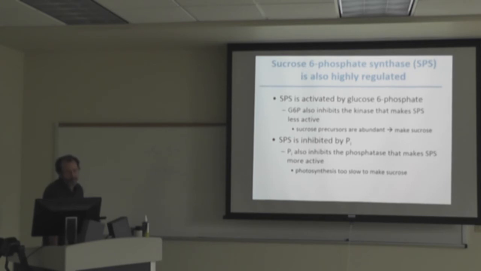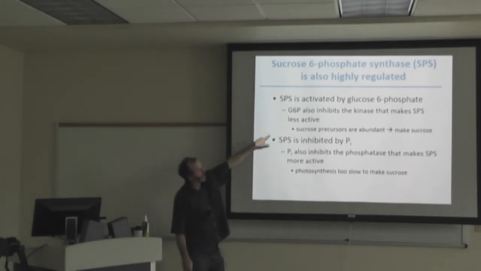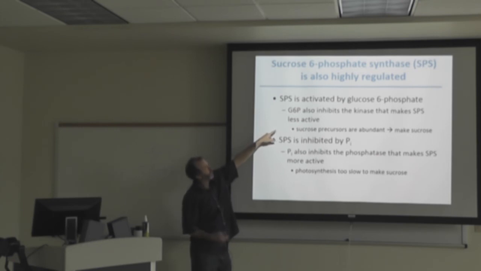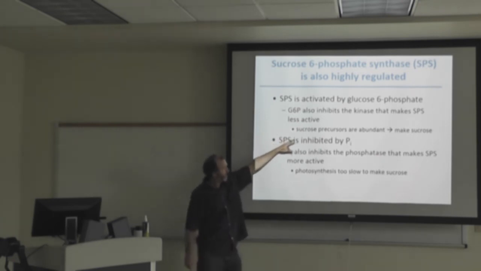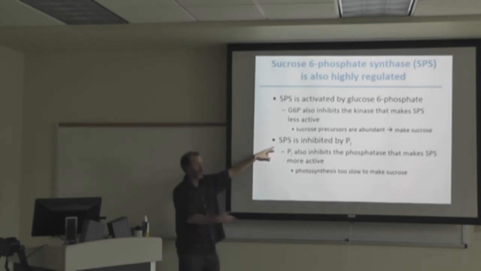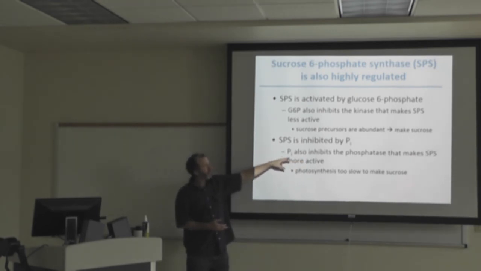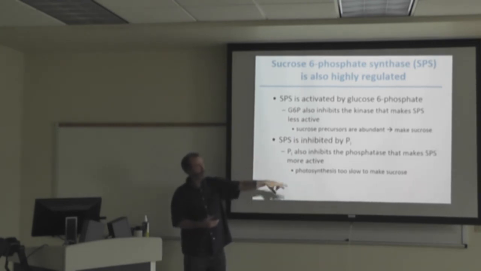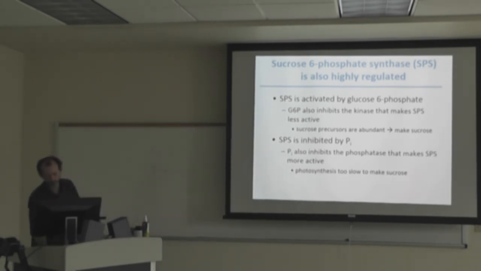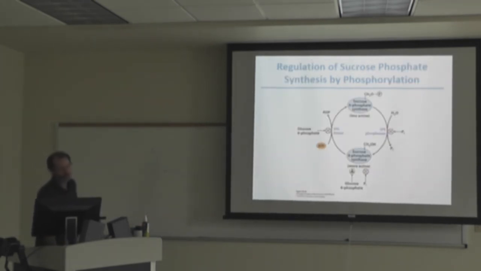So sucrose 6-phosphate synthase is also highly regulated. It's activated by glucose 6-phosphate. Glucose 6-phosphate also inhibits the kinase that makes sucrose 6-phosphate synthase less active. Sucrose precursors are abundant, so that'll make sucrose. Sucrose phosphate synthase is inhibited by phosphate, so the phosphate also inhibits the phosphatase that makes sucrose 6-phosphate synthase more active. Photosynthesis is too slow to make sucrose. So regulation of sucrose phosphate synthesis by phosphorylation here.